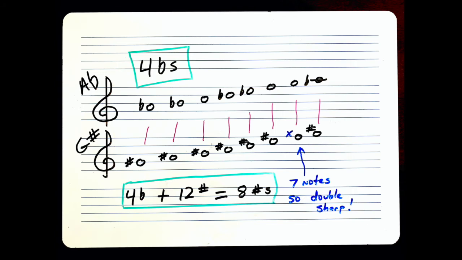So what key signature would G sharp have? Well, if A flat has 4 flats, we add 12 sharps to that, one trip around the circle of fifths, and that gives us a key signature of 8 sharps. 7 notes, 8 sharps, so that means there is a double sharp.